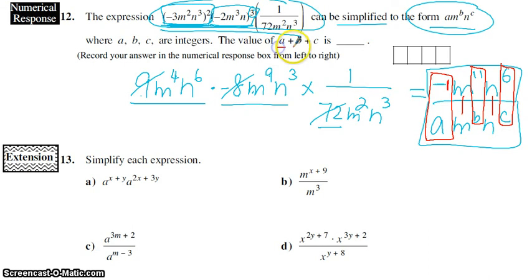What do they want you to do? They want you to add them. Okay, so that's the characteristic of numeric response. They just want you to do something about the answer. It has nothing to do with the question, A plus B plus C. They just want you to play with the answer that you have. Okay, and I just add A. A is -1 plus B is 11 plus C is 6. So the answer is 16. You put it here. From left to right, you put 1, 6.